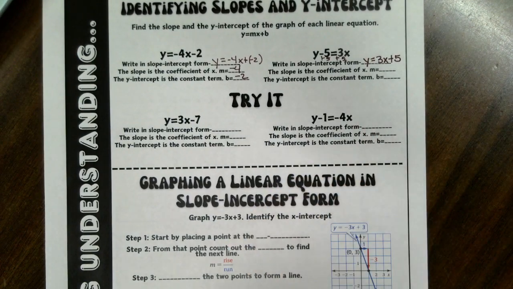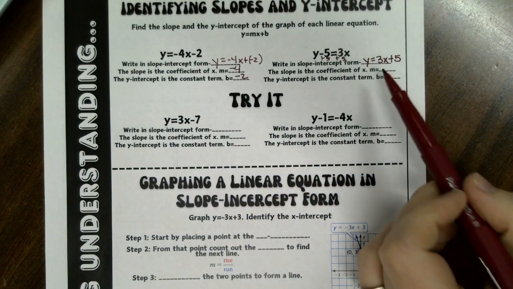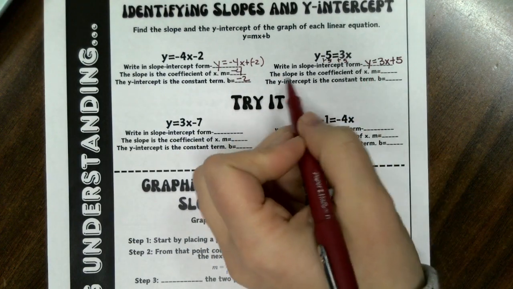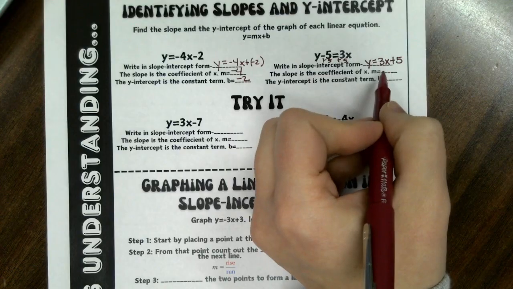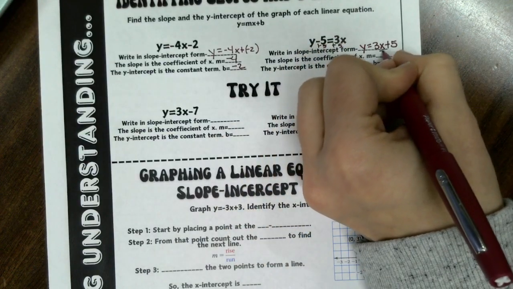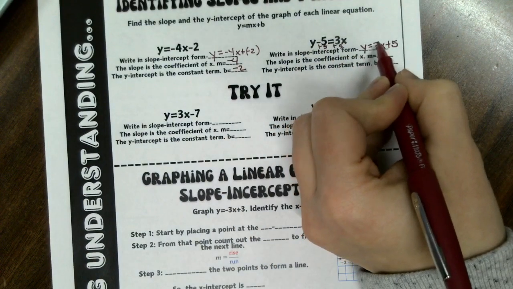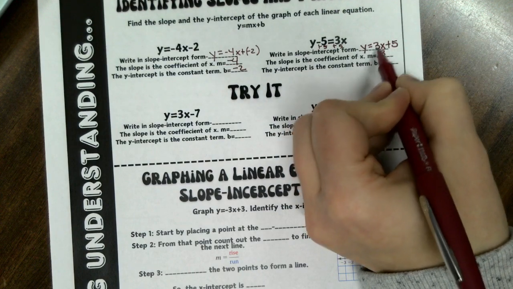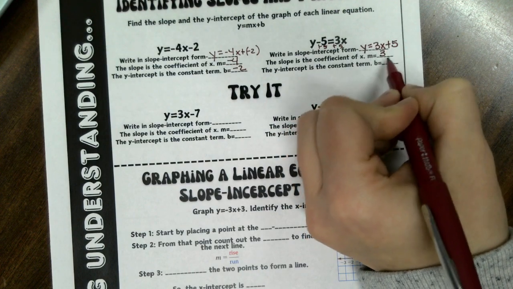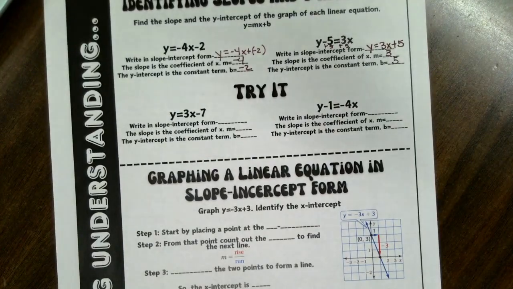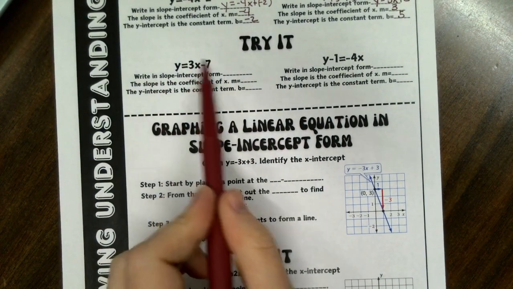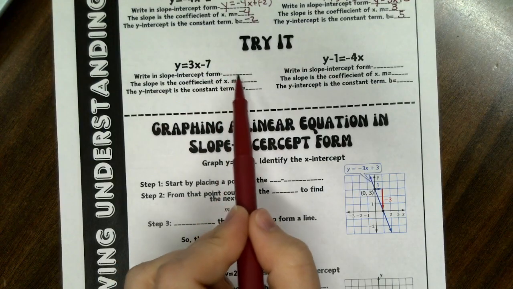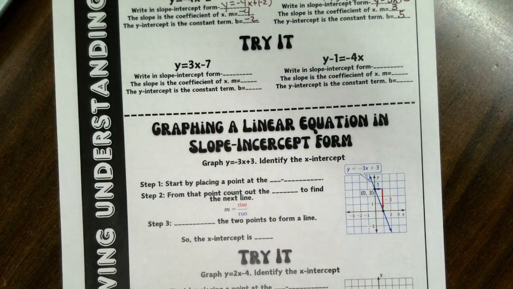So now I'll be able to find my m and my b, so my slope and my y-intercept. Remember, the slope is the coefficient, and coefficient is the number attached to the variable, so my slope is 3. So y equals mx plus b, so my m is 3. My b is 5. So now you're going to try 2 of these. Make sure you write it in slope-intercept form. Find the slope, find the y-intercept.